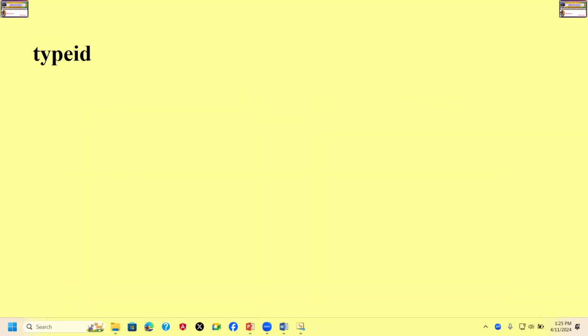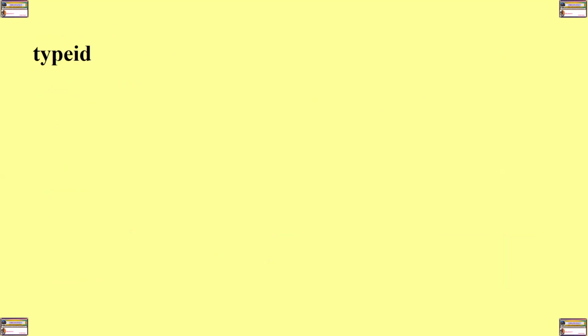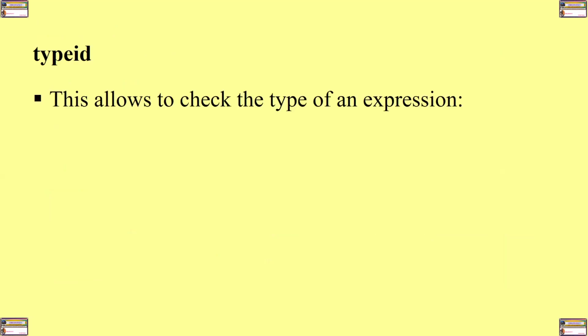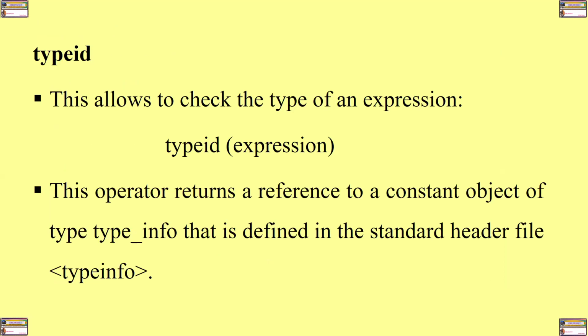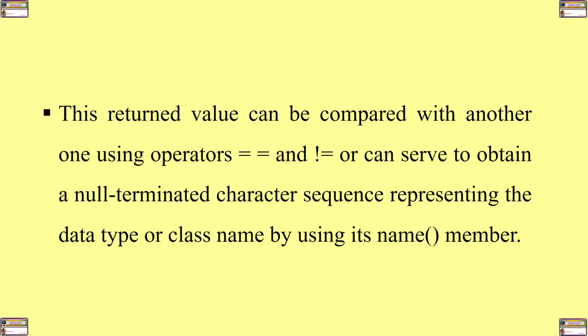Let's now look at what we call typeid. What is typeid? Typeid allows you to check the type of an expression that you have. And the syntax is typeid, and then we enclose the expression in a pair of parentheses. This operator returns a reference to a constant object of type type_info that is defined in the standard header file typeinfo. This returned value can be compared with another one using the operators double equal to, or what we call the equality operator.